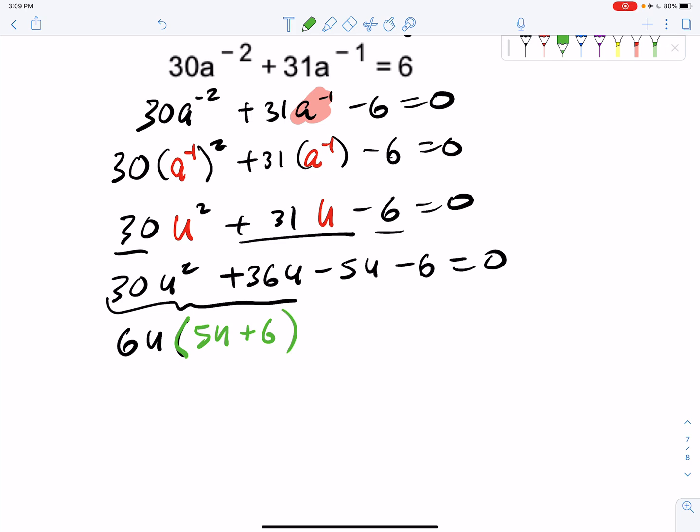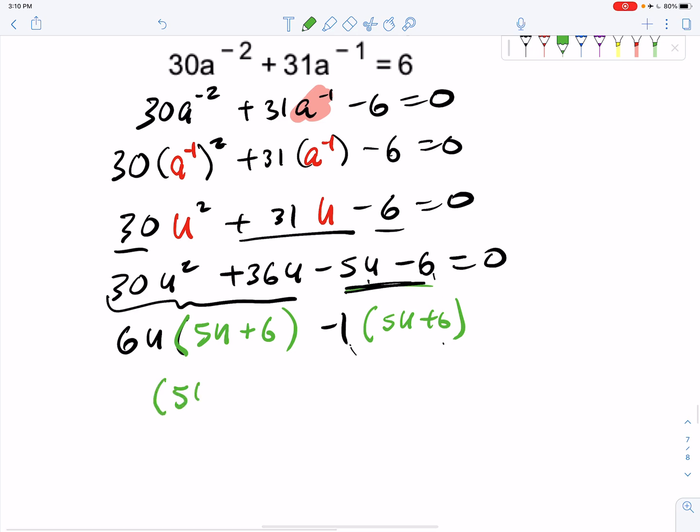Okay, so let's just double check that since I was a little weak there. 6u times 5u is 30u squared, and 6u times 6 is 36u. That looks good. All right, now I'm going to have to get a matching binomial here. So I'm going to write it down. What can I factor out of this to get 5u plus 6? And that's a negative 1. So negative 1 times 5u is negative 5u, and negative 1 times 6 is negative 6. Okay, so we did it. That was a little rough, but we did it. So it's 5u plus 6, and we factor by grouping, and we get 6u minus 1.